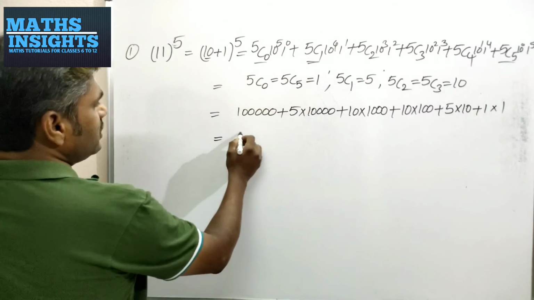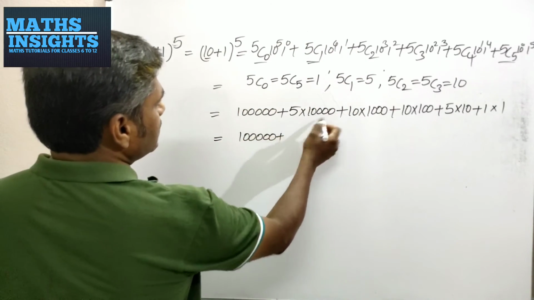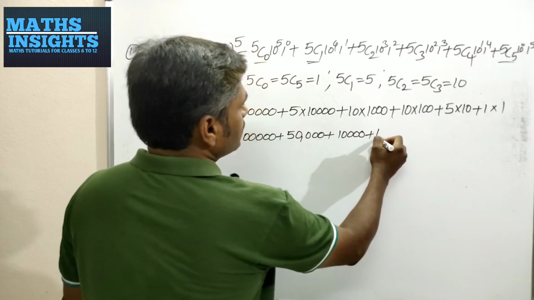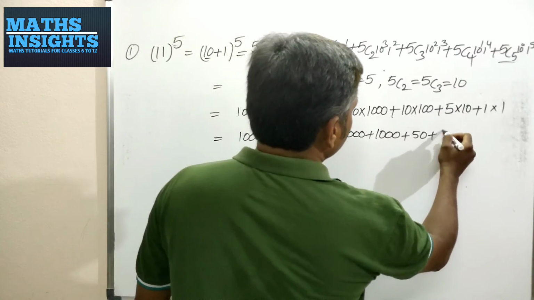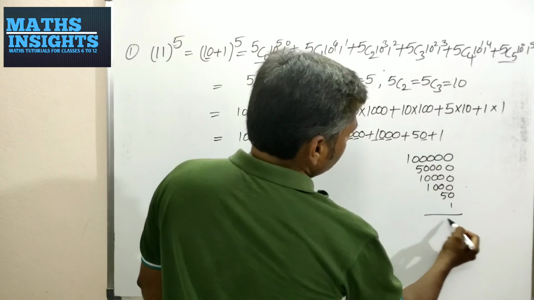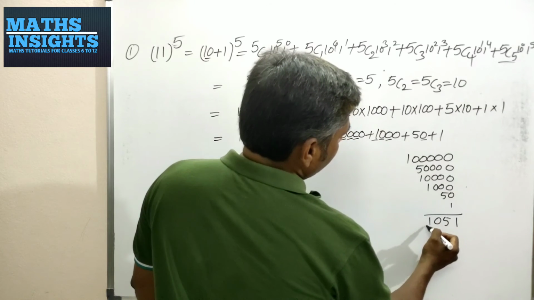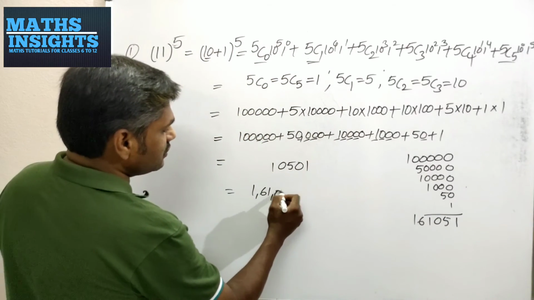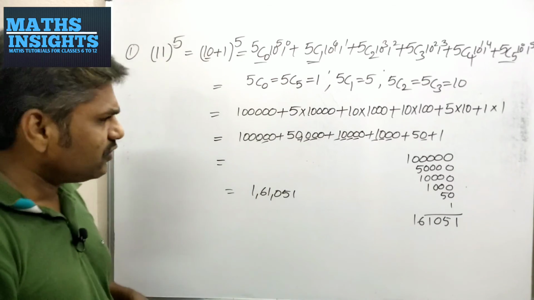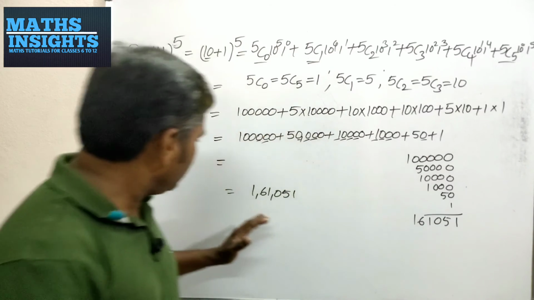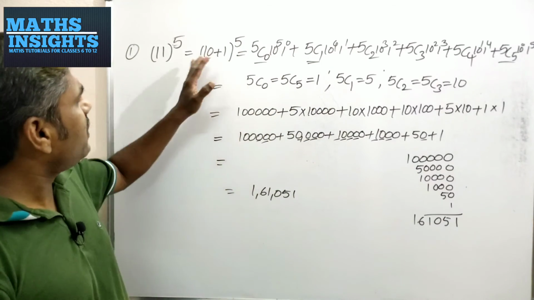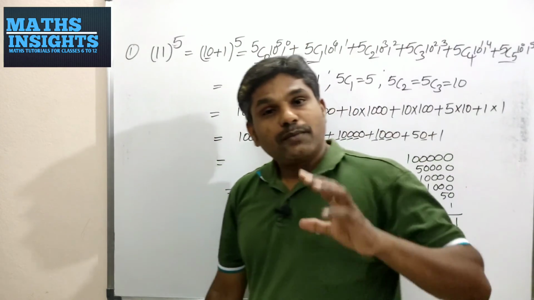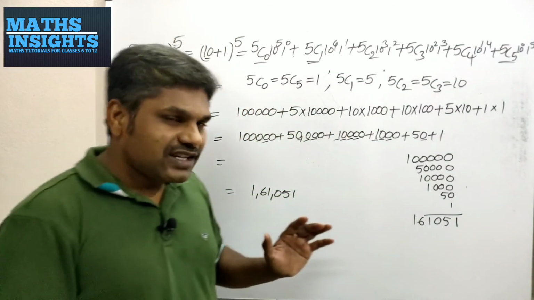So this is the expansion. See, 1 lakh, 5 zeros, plus this is 50,000, plus 10,000, plus 1000, plus 50, plus 1. So it's very easy. So 1, this is 5, this is 0, this is 1, this is 6, 1. So 1,61,051. This is the answer. Without confusion, I am adding all this. Then your answer is 1,61,051, the value of 11 power 5 if you find its value by using binomial theorem. Okay, shall we take another one?